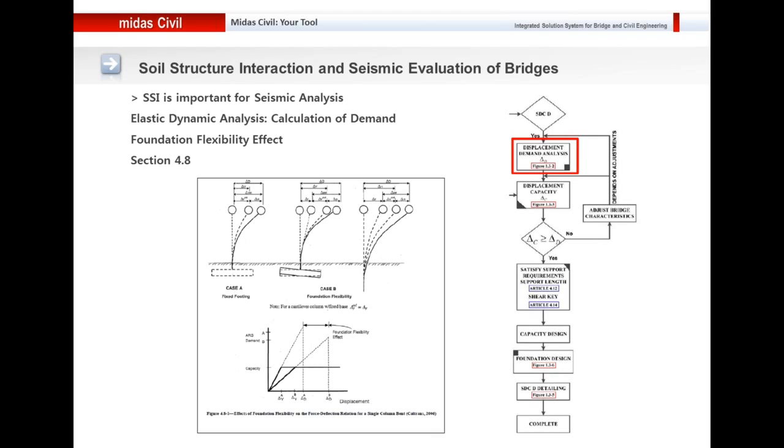If you see the seismic design criteria for the AASHTO LRFD code, it says that for the structures in SDC D, you need to consider the foundation flexibility effect, not only in obtaining the demand in the event of an earthquake, but you need to obtain the capacity considering the soil structure interaction or the foundation flexibility effect. So here, this is the clause from the code. Section 4.8 talks about the foundation flexibility effect, and here you can see how the results can be different if you consider the foundation flexibility effect.